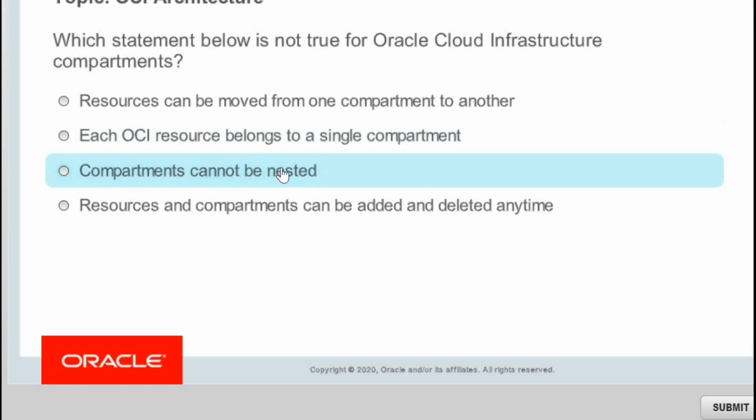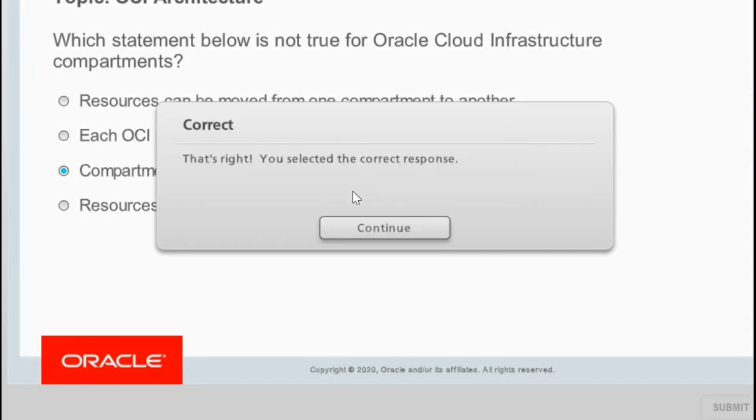Compartments cannot be nested. Well, guys, in OCI, you can nest a compartment. You can have a parent compartment, a child compartment, and a sub-child compartment. So you can have a hierarchy of compartments in Oracle Cloud. So this is the answer, because the statement is not true. You can nest a compartment. So I select this answer and press the submit button, and let's see what it says. So it is the right answer.